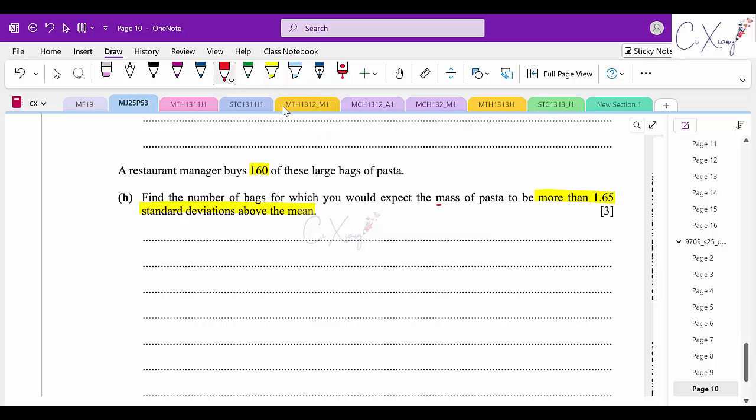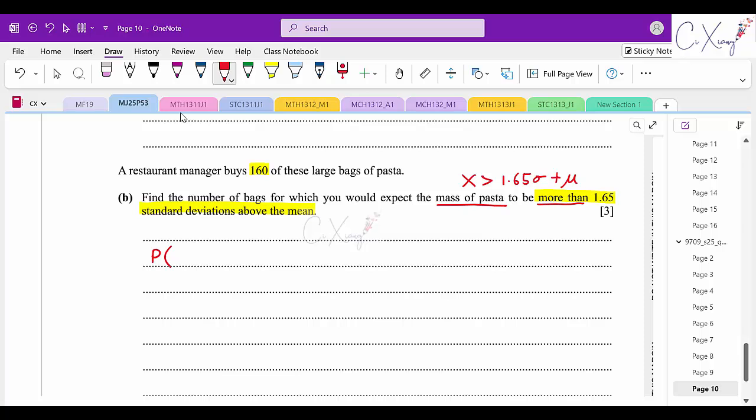That means the mass of pasta means X. More than means greater than. 1.65 standard deviation means 1.65 standard deviation above the mean. So 1.65 standard deviation above the mean means that you're having the mean and then you top up another 1.65 standard deviation. So in short, it means that it is 1.65 sigma plus mu. Mu is the mean. Okay, and they want you to find out the number of pasta.